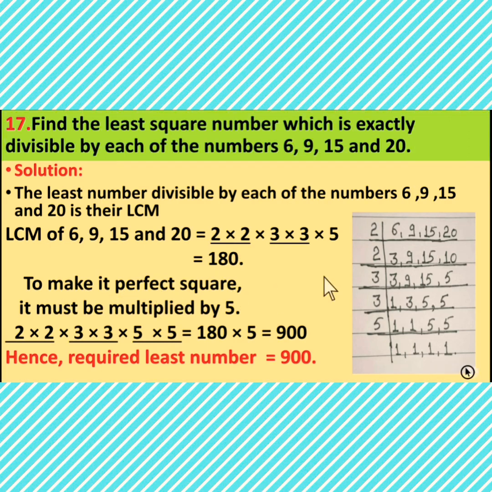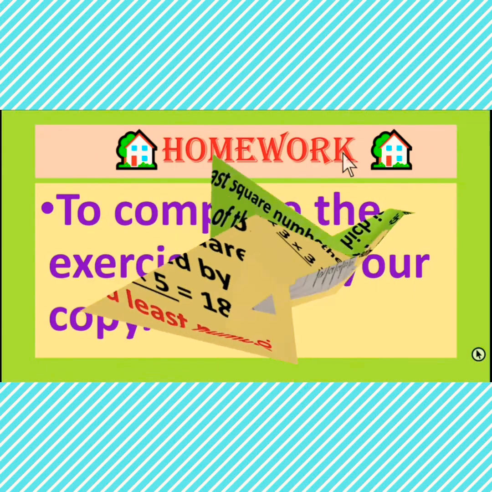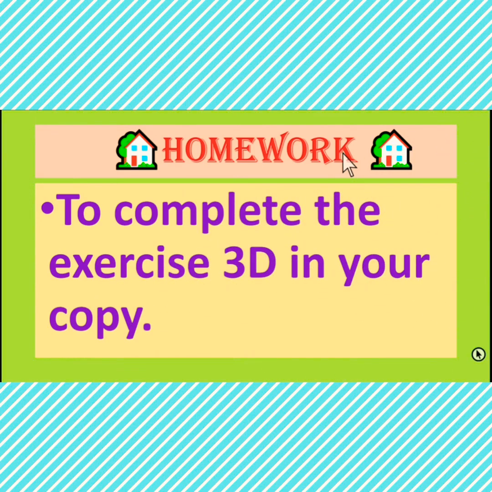So here we multiply both sides by 5. So we get 2 into 2 into 3 into 3 into 5 into 5. We get 180 into 5, so 900. So 900 is the least square number which is exactly divisible by each of the numbers 6, 9, 15 and 20. Similarly, you do question 18. Your homework is to complete exercise 3D in your copy. Thank you.